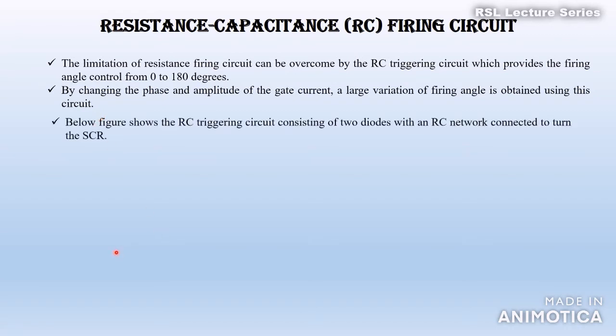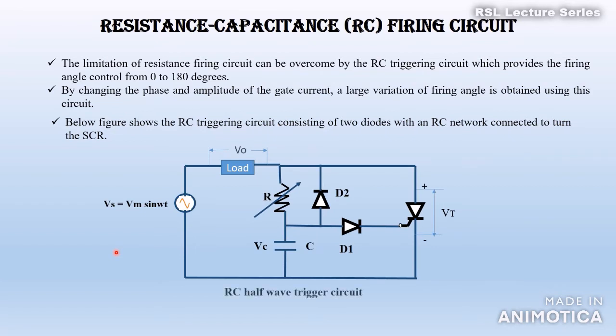This is the circuit diagram used for the RC half wave triggering circuit. It consists of two diodes D1 and D2 and an RC network. The RC network plays a major role. Here R is a variable resistor. By varying this R value, the time constant of this RC network can be varied, so that it will vary the magnitude of the current supplied to the gate terminal of the SCR.